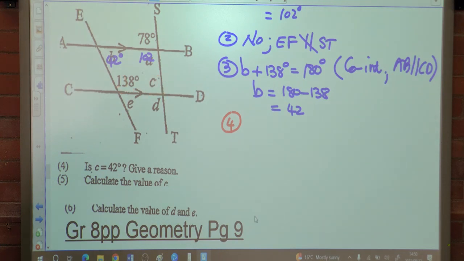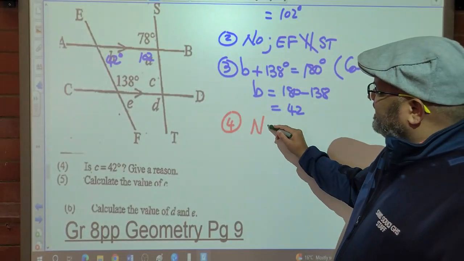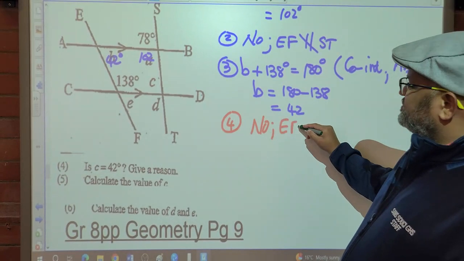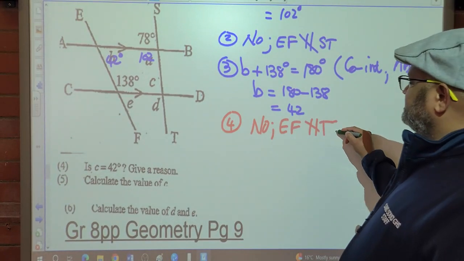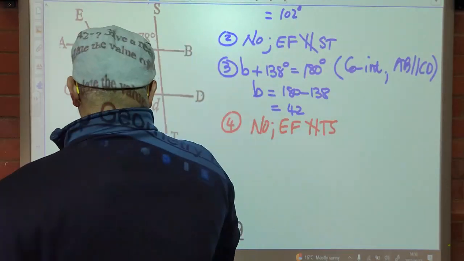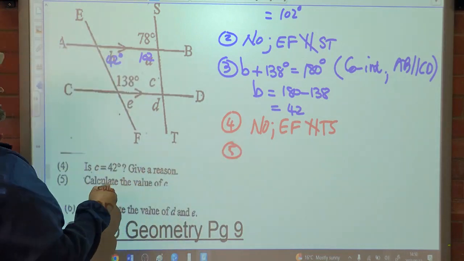So let's go back to the question. Is the C 42 degrees? And the answer is no. Why? There we go. EF is not parallel to TS. Okay. Now it says calculate the value of C. How are you going to calculate C?